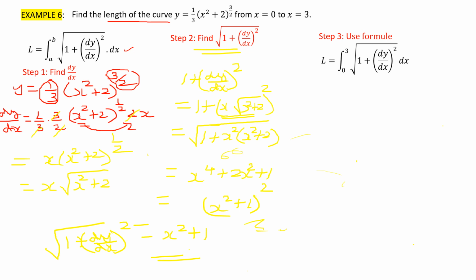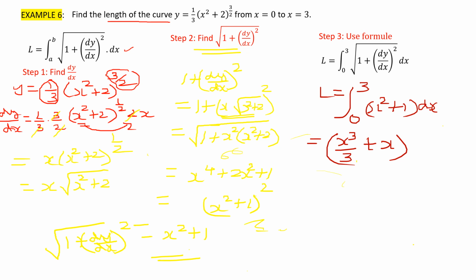What is the last part? We have to substitute these into the formula. So L equal to the integral from 0 to 3. In place of square root of 1 plus (dy by dx) the whole squared, I have x to the power 2 plus 1, times dx. So that is equal to the integration of x to the power 2, which gives you x to the power 3 over 3. Integration of 1 will give you x, between 0 to 3.